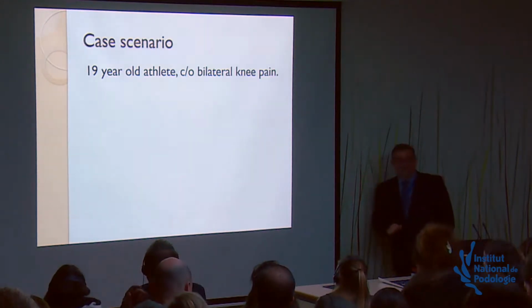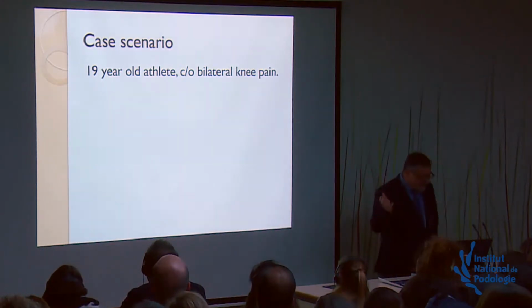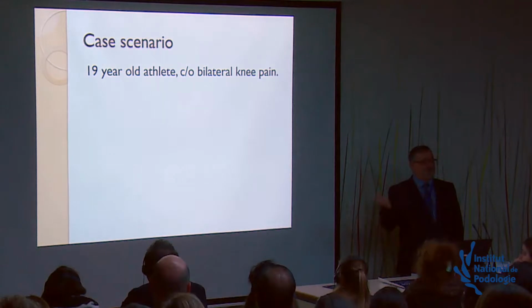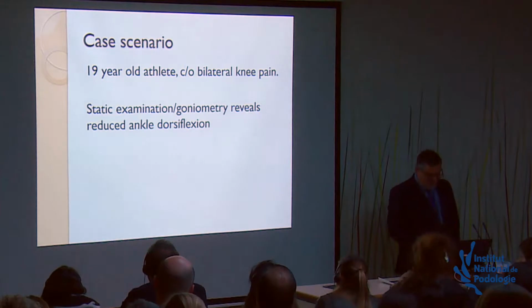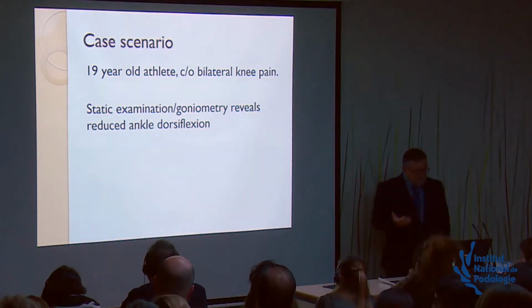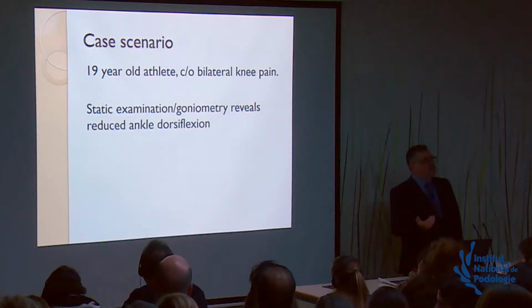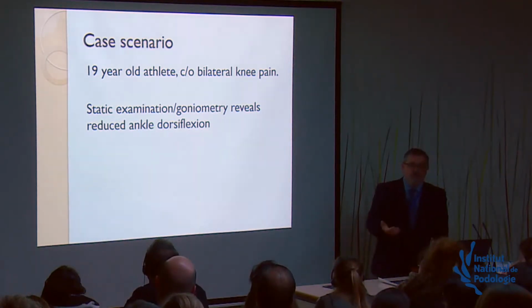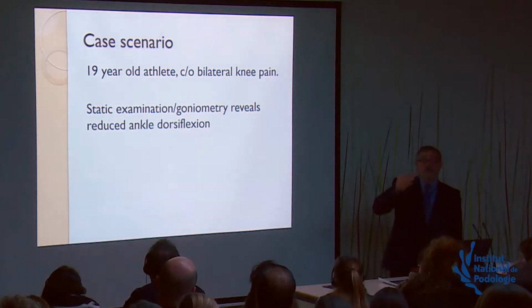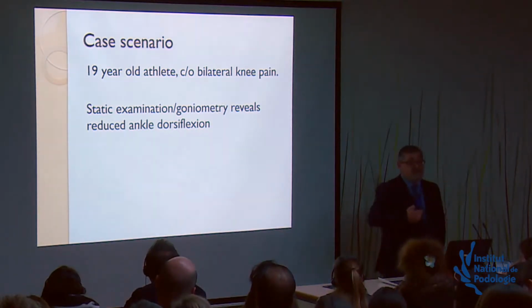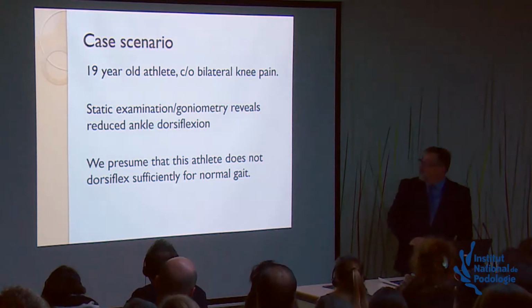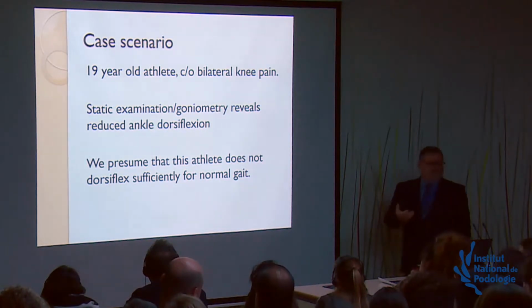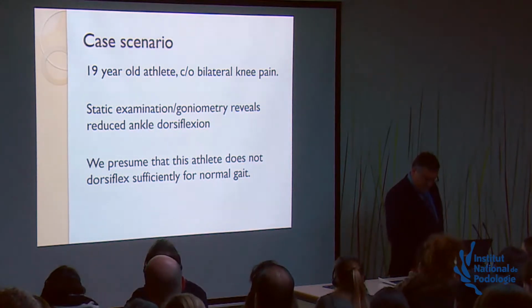Okay, case scenario. An example, a patient last month, a 19-year-old athlete complaining of bilateral knee pains, and as part of his biomechanical examination, we found that he has reduced ankle dorsiflexion. Okay, we are all podiatrists here, and we all know that ankle dorsiflexion is a requirement for normal non-pathological gait. We presume that the athlete does not dorsiflex sufficiently during gait following our examination.